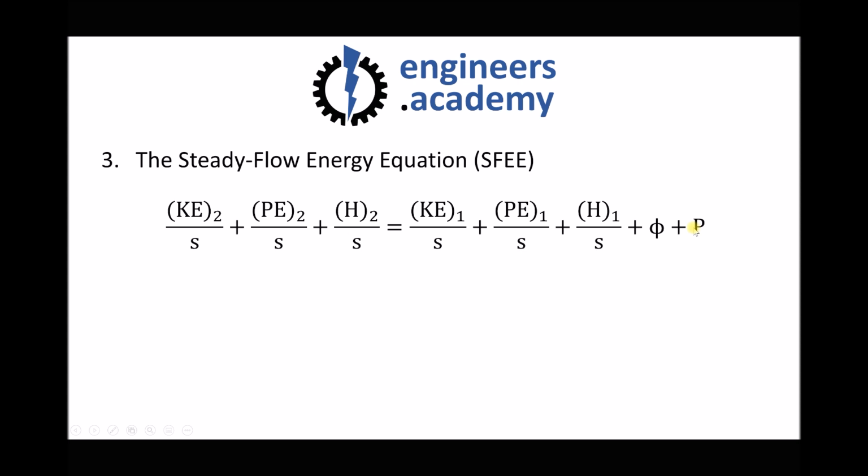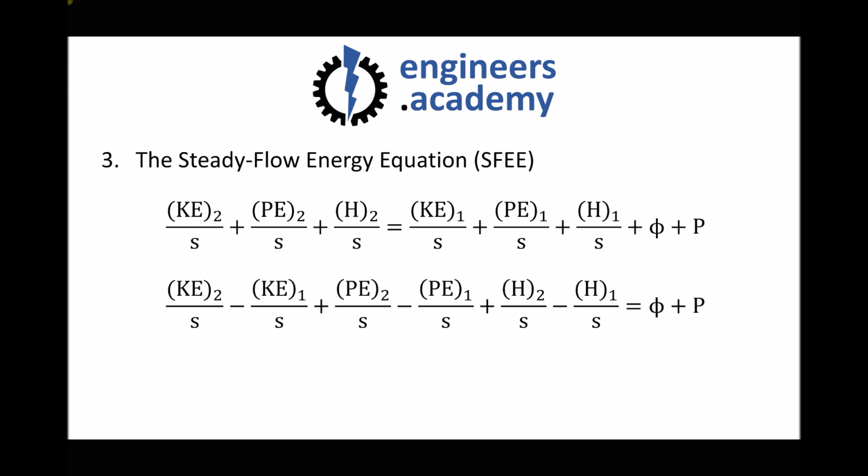Now we're going to rearrange this slightly, and all we're going to do is collect kinetic energy, potential energy and enthalpies on the left-hand side. We have the rate of kinetic energy exiting the system minus the rate of kinetic energy entering the system. We have the rate of potential energy exiting minus entering. And we have the rate of enthalpy exiting minus entering. And on the right-hand side, we still have the rate that heat's entering the system and the rate that work's being done on the system.